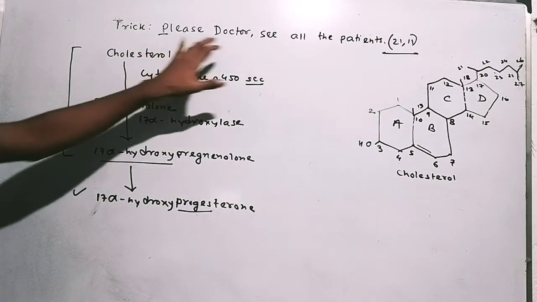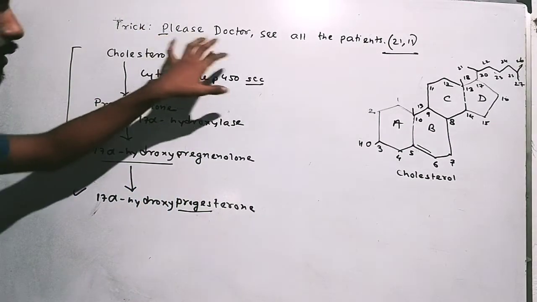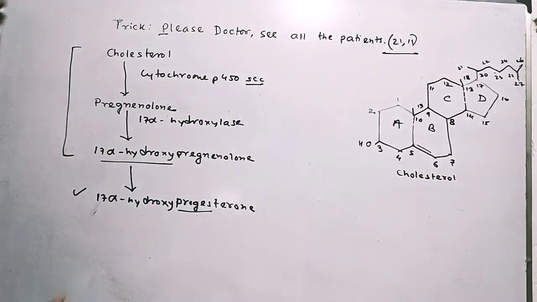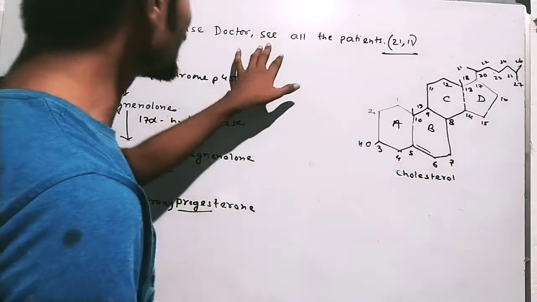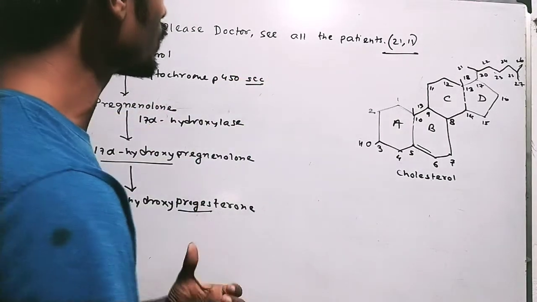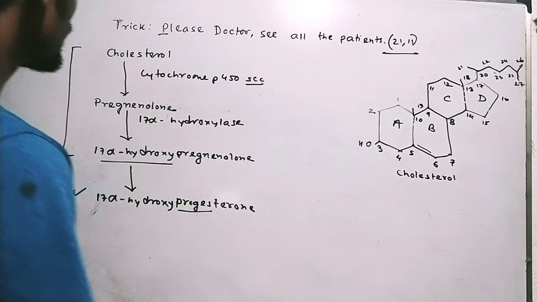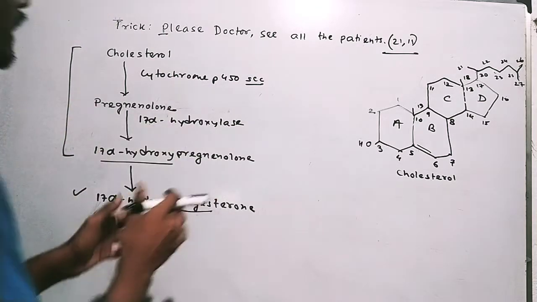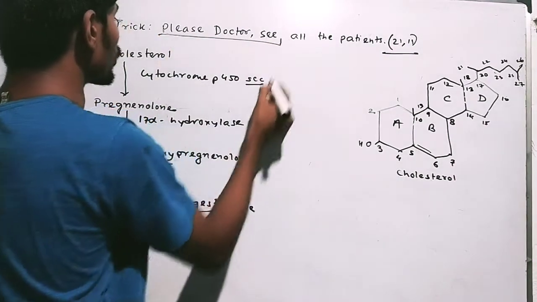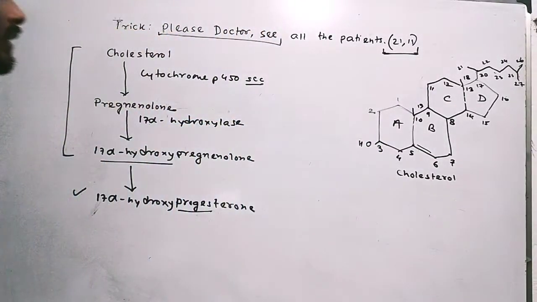This is "please doctor see all the patients." P means progesterone, then DC means deoxycorticosterone, C means corticosterone, and L means aldosterone. But in this pathway we will be talking about the cortisol synthesis pathway. So we'll use this trick up to this portion, and the remaining portion will be included in this lecture.